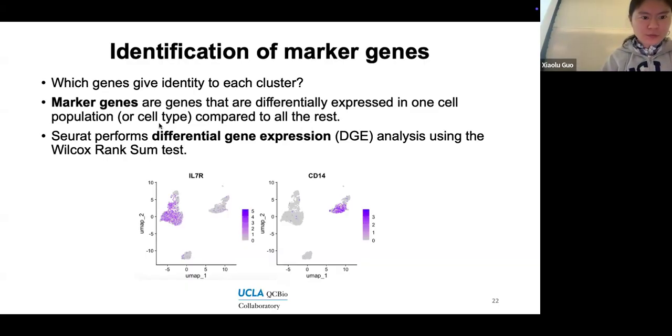And so, a marker gene is a gene that's specific to a cluster. For example, here shows an example. This gene is only expressed within this cluster, and CD14 is only expressed in the cluster here. To do this, we first need to identify the differentially expressed genes, and Seurat already does that for us using the Wilcoxon rank sum test or the ROC test.